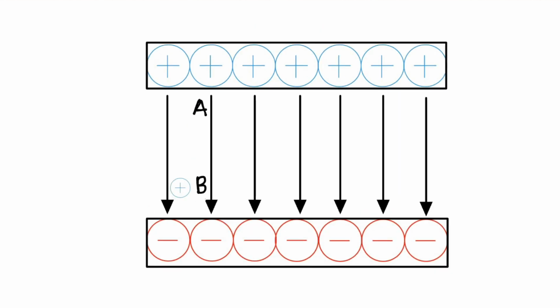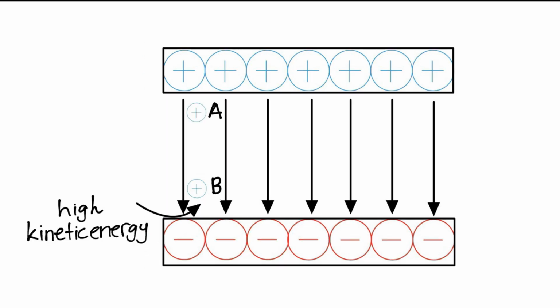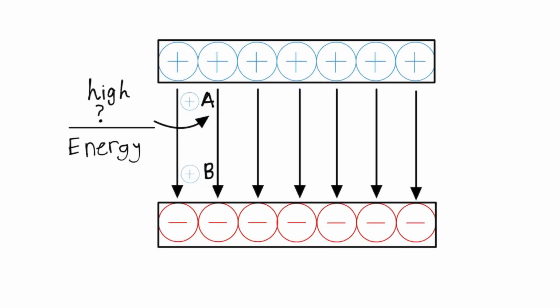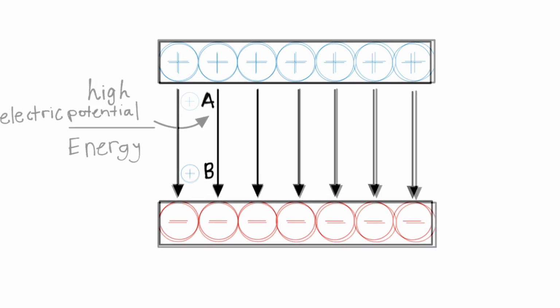At point B, the particle would have a high speed and a high kinetic energy, which means energy for movement. But since this energy must come from somewhere and the particle was initially at rest, the particle must have been initially storing some energy. We call this energy electric potential energy.